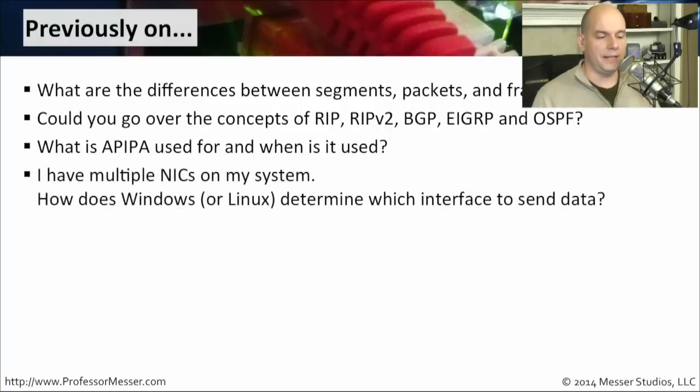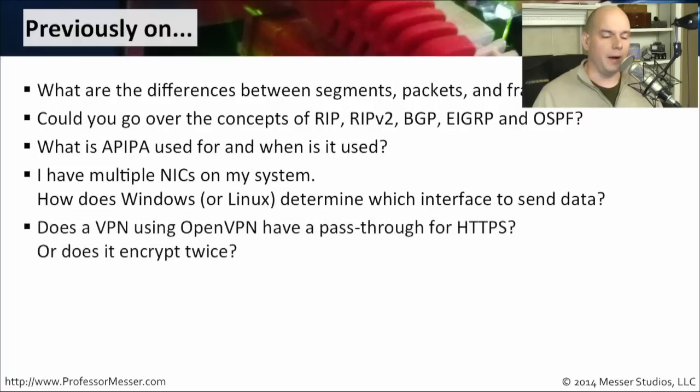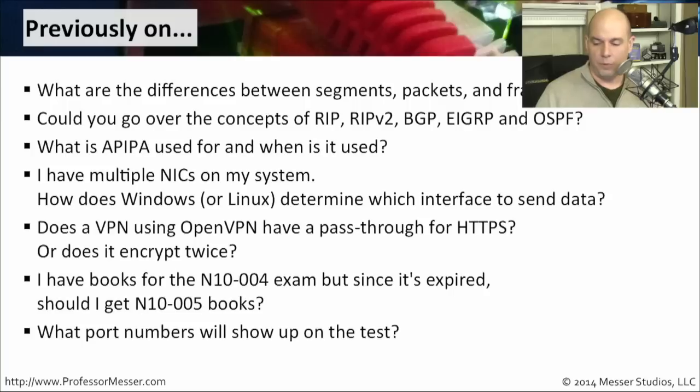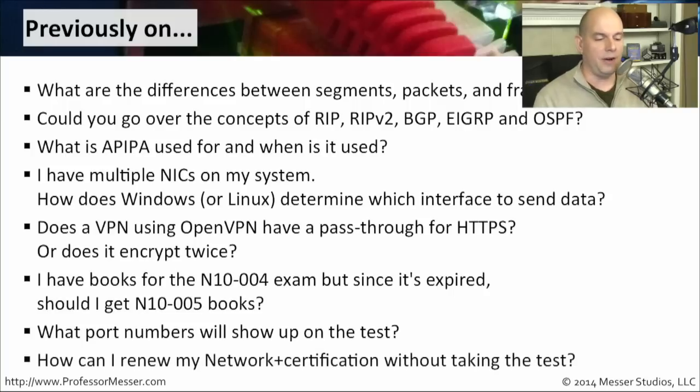I have multiple NICs in my system. How does Windows or Linux determine which interface to send data? So we talked about routing tables. Does a VPN using OpenVPN have a pass-through for HTTPS, or does it re-encrypt? Is it encrypting twice when it does those things? We talked about that. And I have books for the N10-004. Should I get the N10-005? And what port numbers will show up on the test? And finally, how can I renew my Network Plus certification without taking the test? And I have a follow-up to that this month.